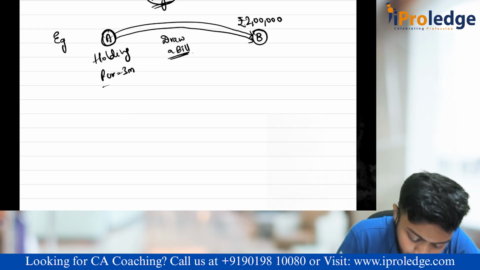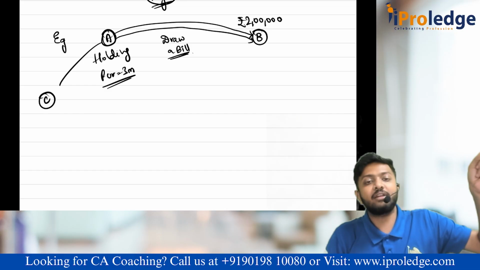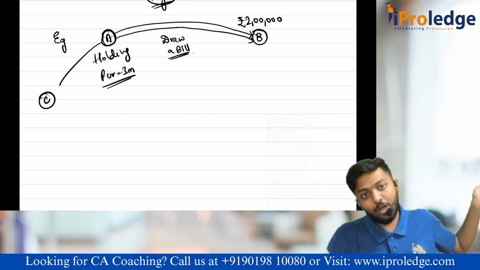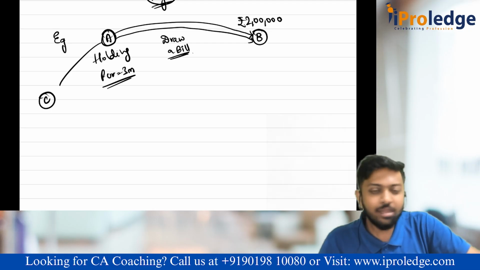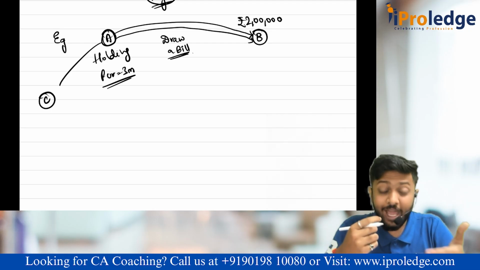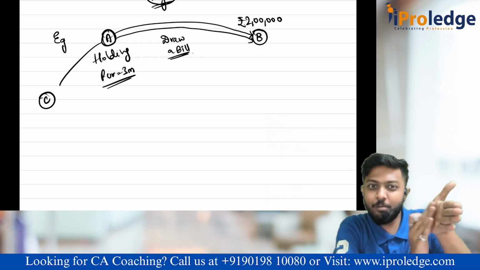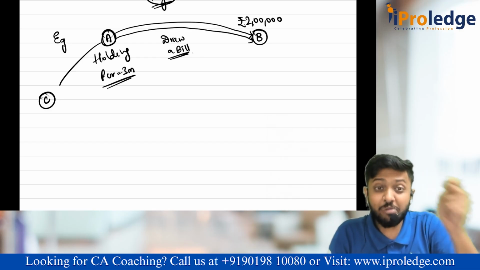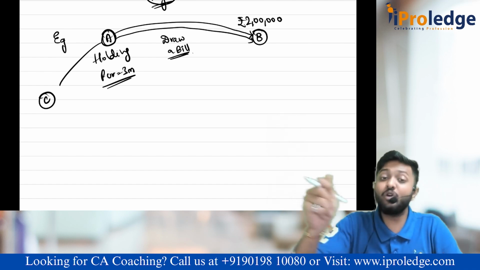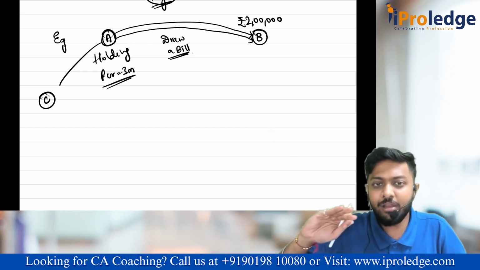Now, suppose A has one person called C, who is A's creditor. Of course, A is supposed to pay C because C is the creditor of A. Yes or no? Now, instead of giving money, you know what A can do? He has bills receivable of B, an instrument. This instrument he can transfer directly to C. Understanding?